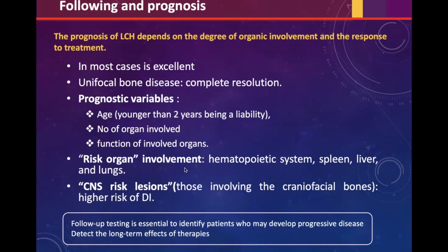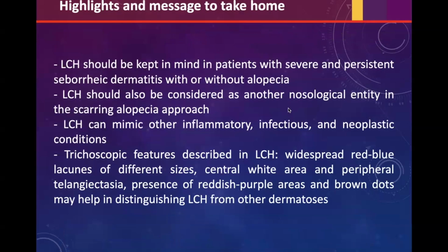Organs at risk are the hematopoietic system, the spleen, liver, and lungs. And the central nervous system are lesions at risk. Those involving the craniofacial bones, diabetes insipidus. The follow-up testing is essential to identify patients who may develop progressive disease and to detect the long-term effects of therapies. And finally, highlights, a message to take home.